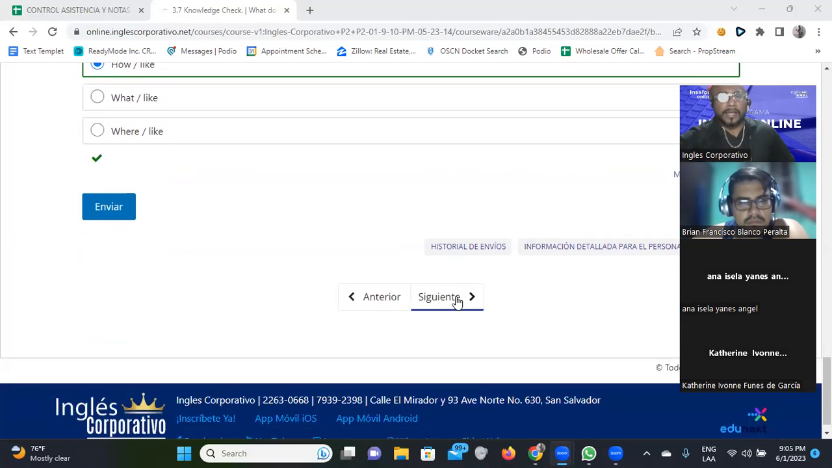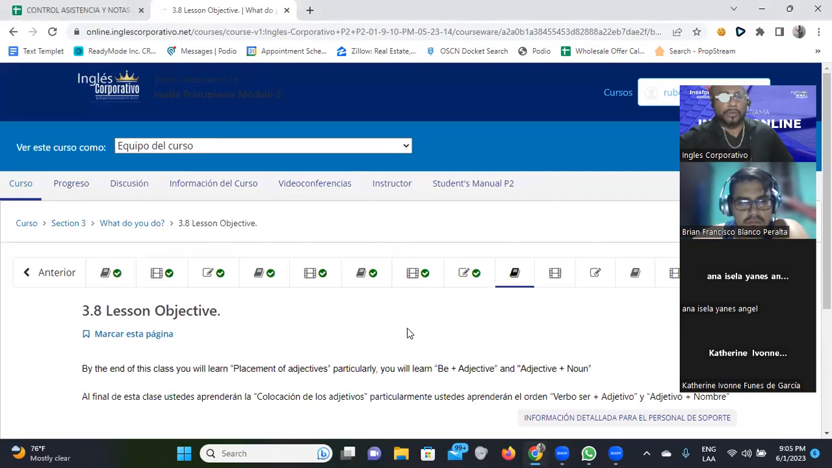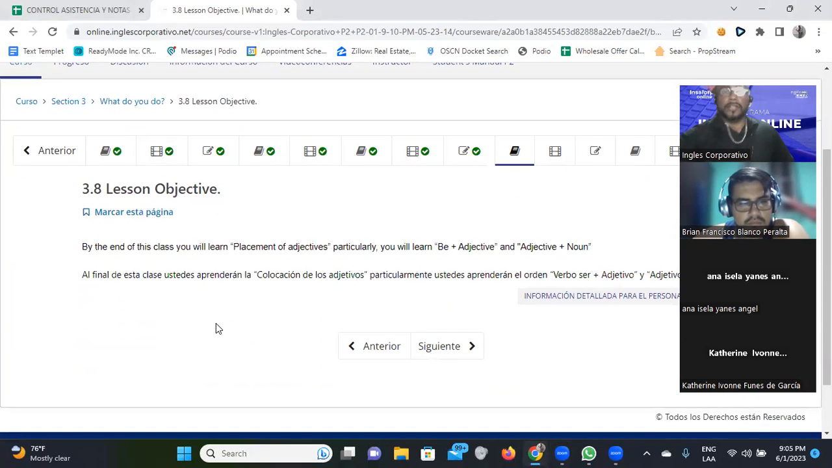Okay. So this is the activity that we were doing in yesterday's class. Today, I would like for us to continue, and we're going to be looking at section number 3.8. By the end of this class, you will learn placement of adjectives. Particularly, you will learn be plus adjectives and adjectives plus nouns.